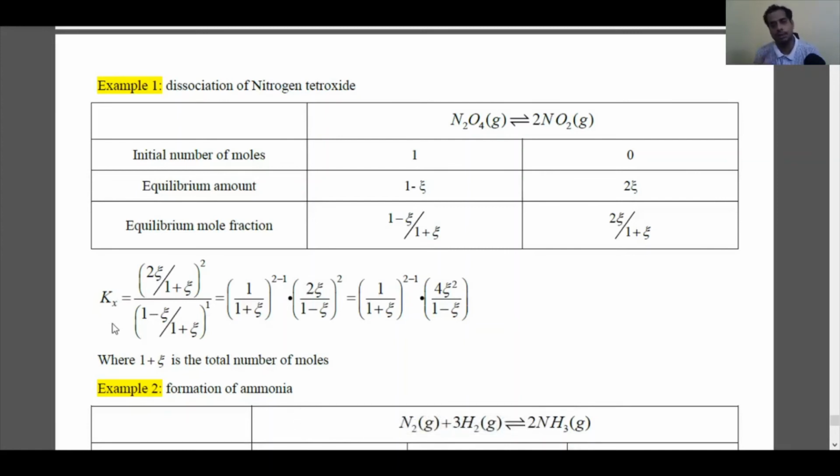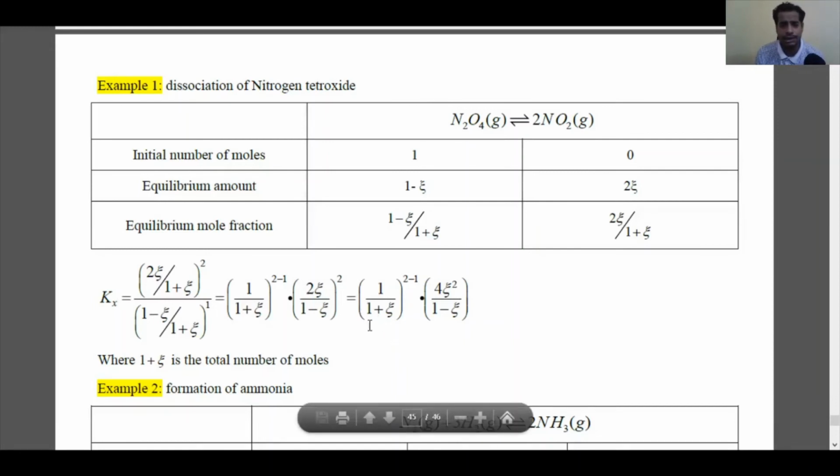Mole fraction of the products raised to their stoichiometric coefficients divided by mole fraction of the reactants raised to their corresponding stoichiometric coefficients. That's what I have done here. If I rearrange, I can separate two things.